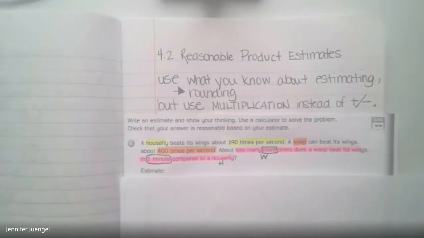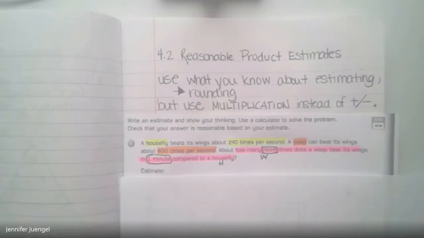So this question says, a housefly beats its wings about 190 times per second. A wasp can beat its wings about 400 times per second. About how many more times does a wasp beat its wings in 1 minute compared to a housefly? So we're talking about houseflies and wasps. We're going to compare how fast they can beat their wings.